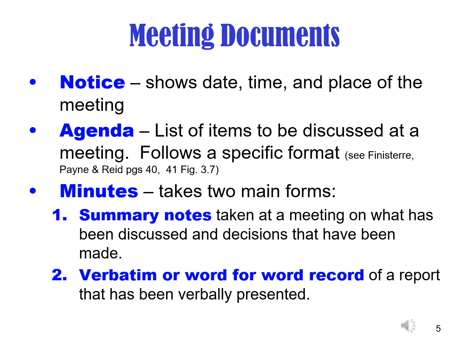The notice, for example, which is sent to members before the meeting, shows the date, time, and place of the meeting, along with the body who is holding the meeting. The agenda gives a list of items to be discussed at the meeting, while the minutes summarizes or gives details of what transpired or took place at the meeting.